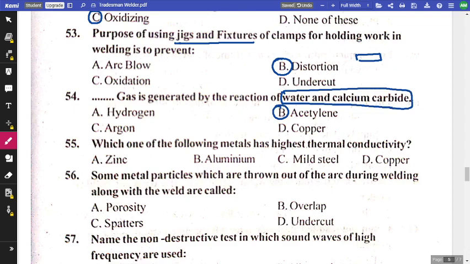Which one of the following metals has the highest thermal conductivity? Options: zinc, aluminium, mild steel, and copper. All of us know that copper has the highest thermal conductivity among these.